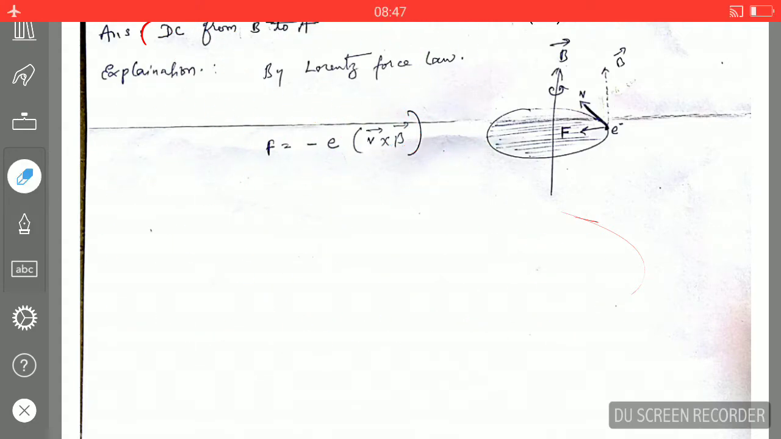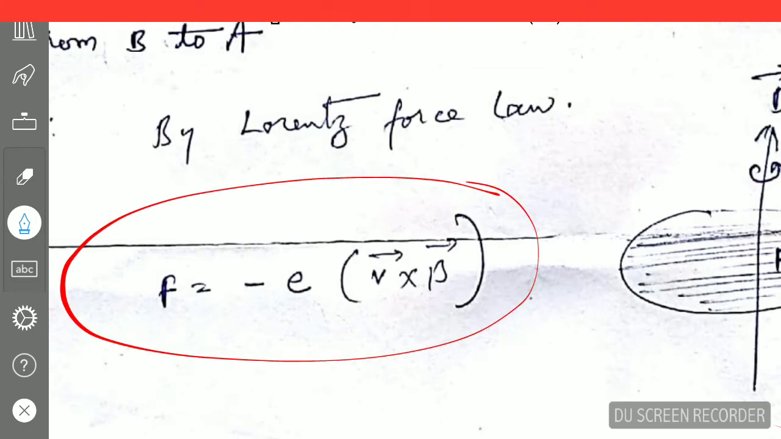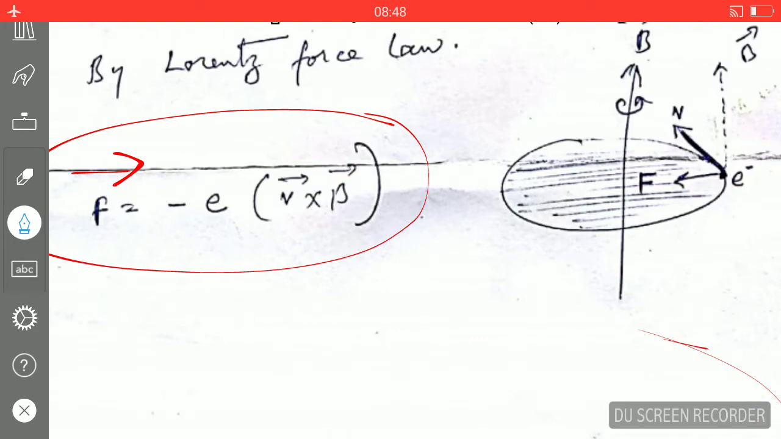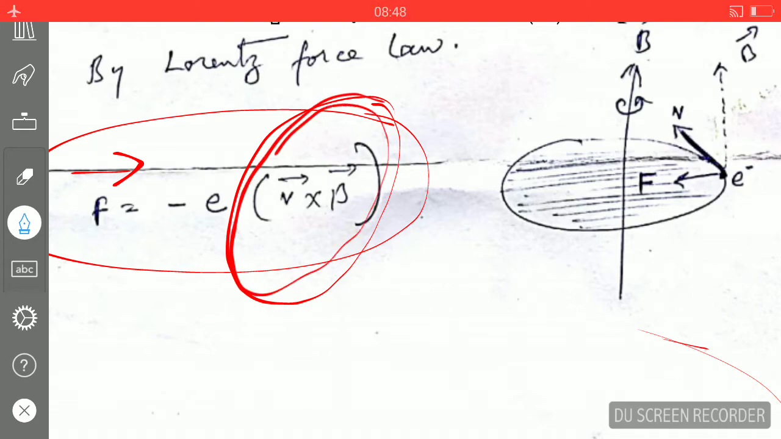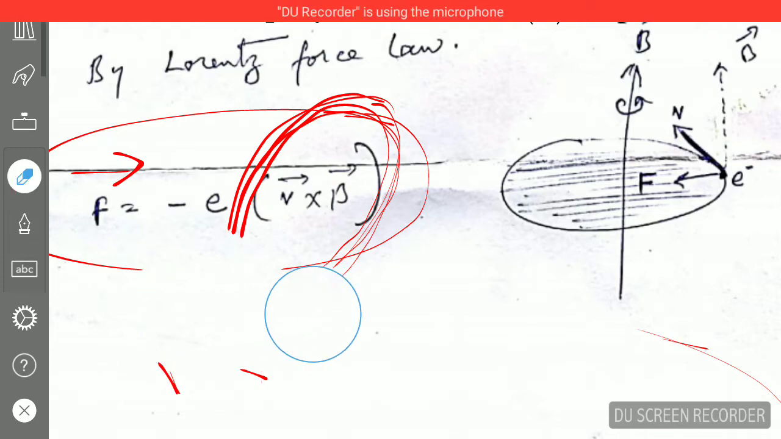So the force on the electrons will have this value. Let's see the direction of the Lorentz force. Since this is a cross product, or vector product, let's first consider only this part. The direction is given by the right hand screw rule, and it will be perpendicular to both v and B.